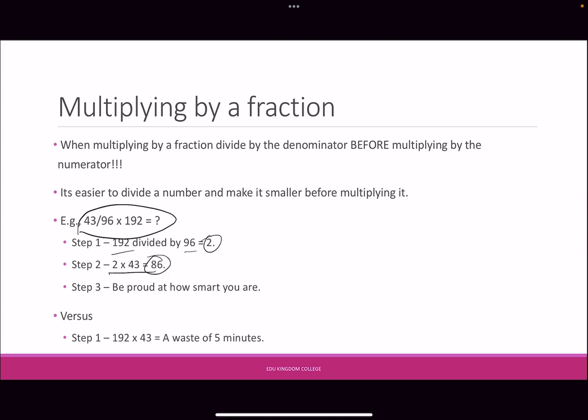Versus, if we wanted to do the multiplication first, then it'd be 192 times 43, which we can't do in our head, or at least I would probably struggle to do that in my head. Instead of 43 over 96, dividing by 96 first, getting a small number, we can do all the maths in our head, which makes things so much quicker. So we want speed, we want accuracy, so we'd rather use small numbers.